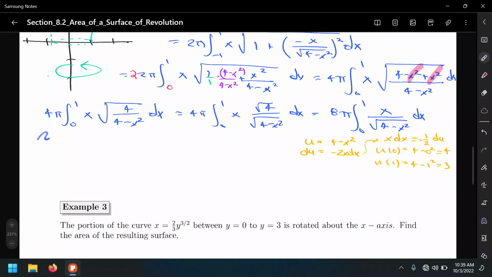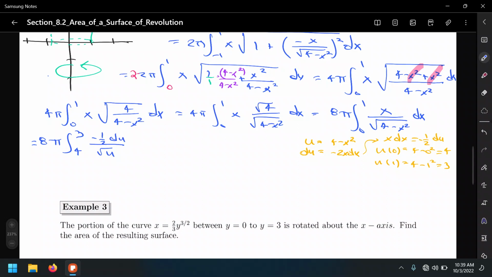So that's going to be 8 pi integral from 4 to 3 of the quantity negative 1/2 du over the square root of u. So that's going to look a little weird, having a lower limit that is a larger number than the upper limit. When we integrate something like that, that's going to give us a negative number. However, do you see this negative factor over here? That's going to fix the issue.